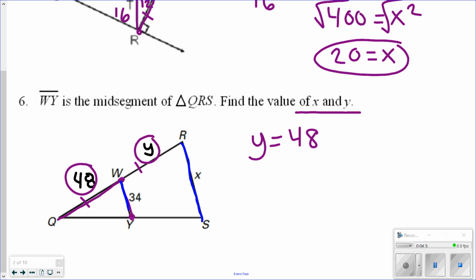Now let's review how the midsegment compares to the third side of the triangle. Well, one is that they are parallel. Are those segments congruent? No, they're not. And if you look at them, you would see that WY is shorter than RS. Well, how much shorter is it? Well, it's half the size. So if this is half the size of RS, to figure out what RS is, I just need to multiply it by 2. So that means that X then is going to equal 68.